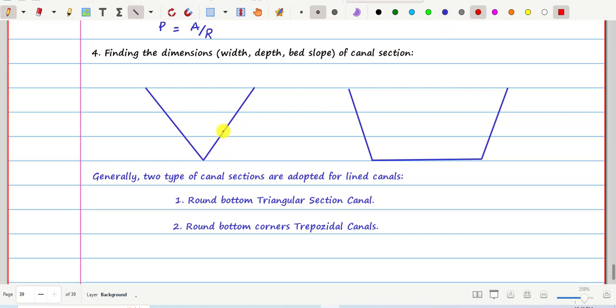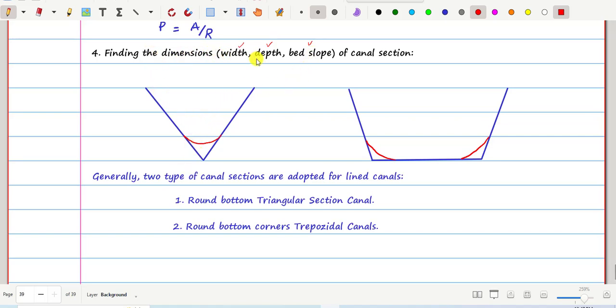So either it's a triangular section canal or a trapezoidal canal, we actually make them circular at the bottom. A triangular canal is constructed something like this, with the bottom rounded. And in trapezoidal, we round the corners something like this. Okay. So we can have two shapes. For both shapes, we need to find the width, depth, and bed slope. So let's see one by one.